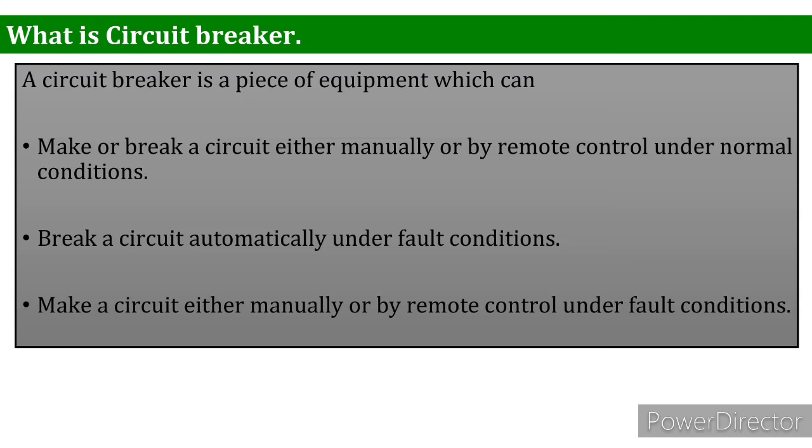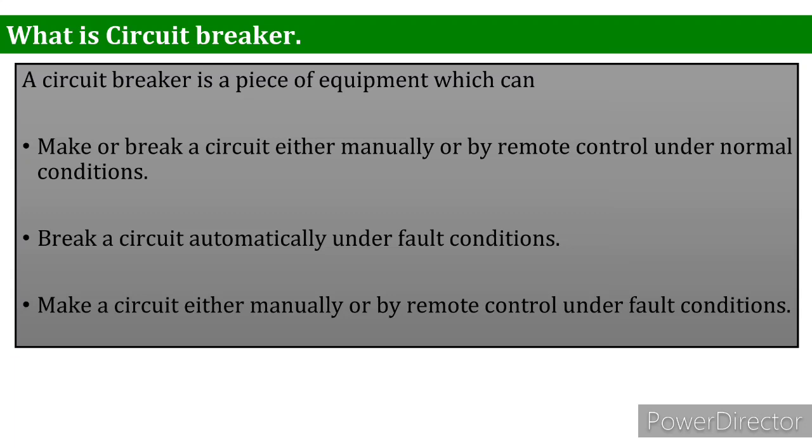This is the first trait, because it is very necessary to disconnect or isolate the system immediately, because if the system is not isolated, then there is a fair chance that the system can be exposed to danger. The second one is to break a circuit automatically under fault conditions. Well, automation is very important in this case.